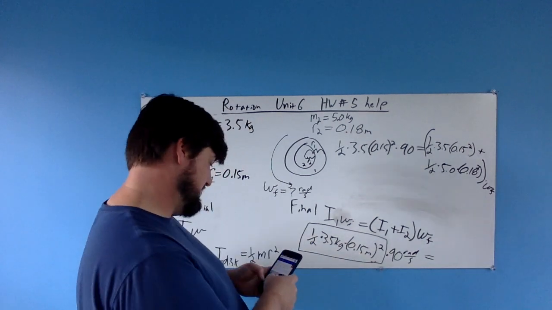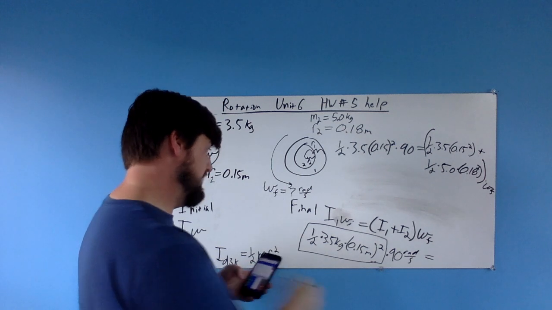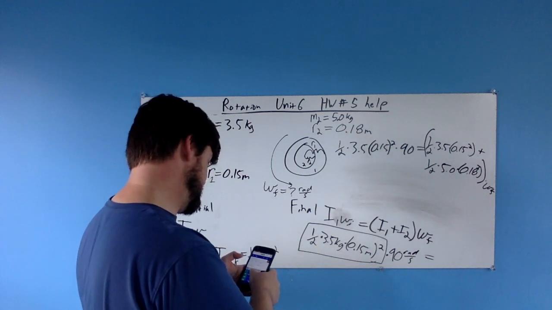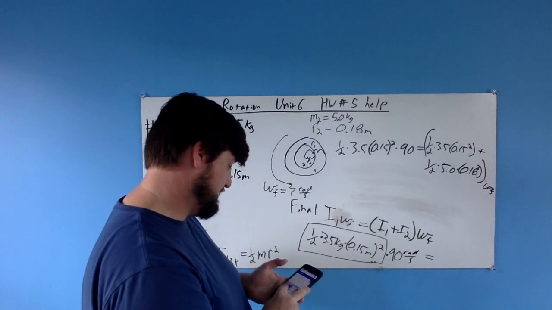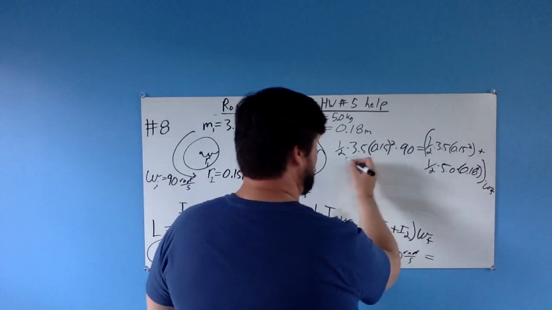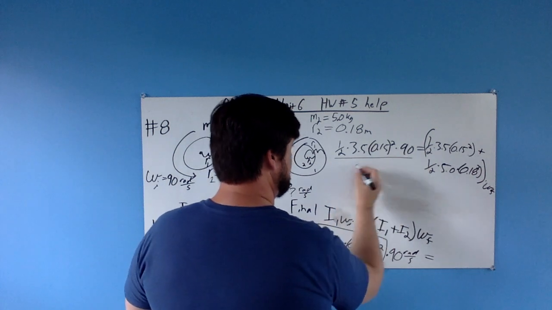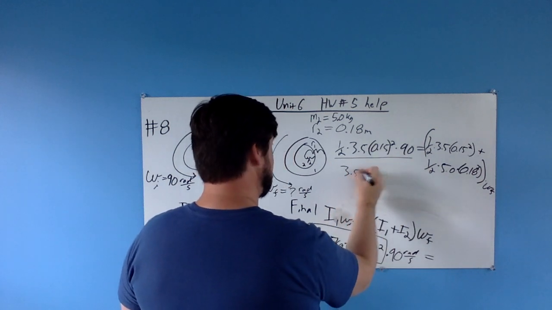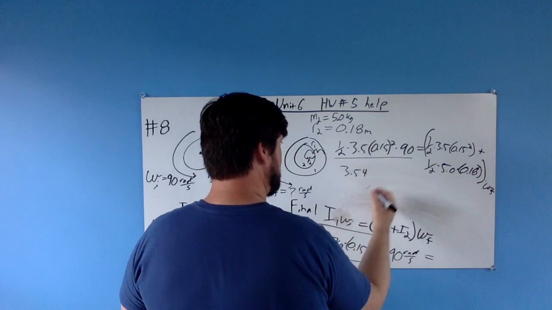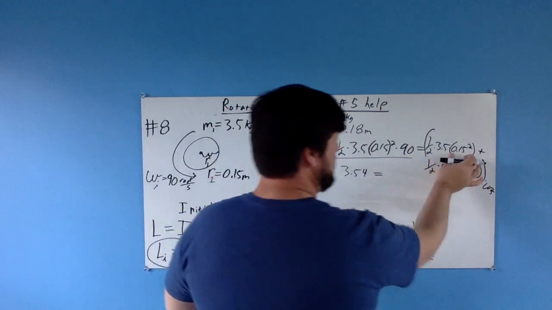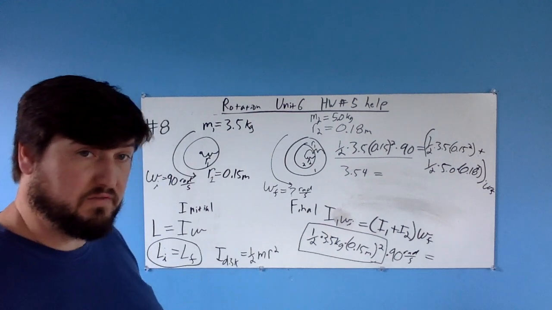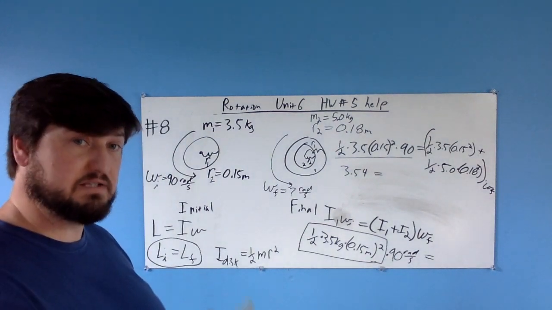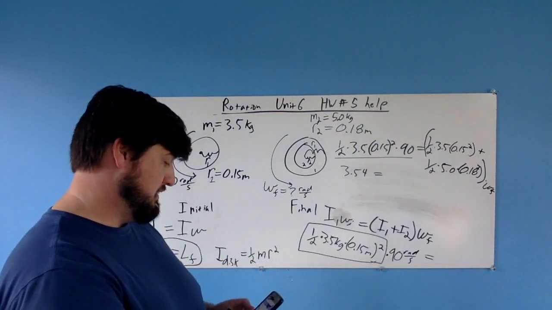times 3.5 times 1/2 and times 90, or omega initial. And the number I get for that, this whole side here reduces down to 3.54, okay? What do we know for the other side? Well, we're going to have a term we don't know, so we're not going to be able to fully solve out the other side, but we can reduce it down, okay? So I'm going to go ahead and do that.